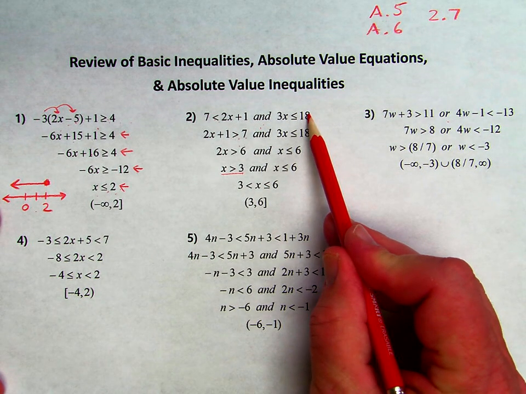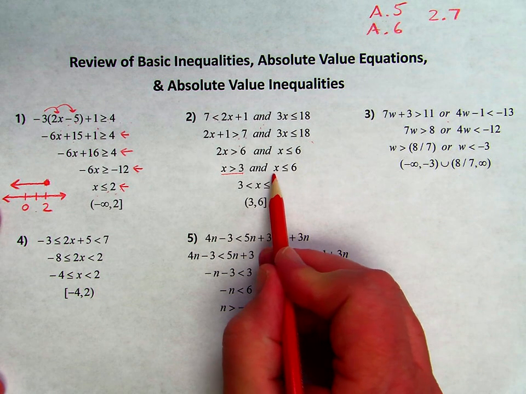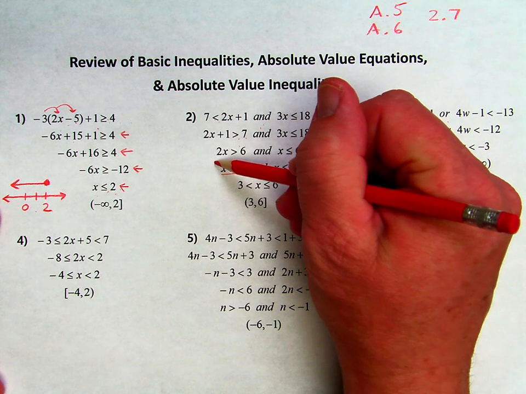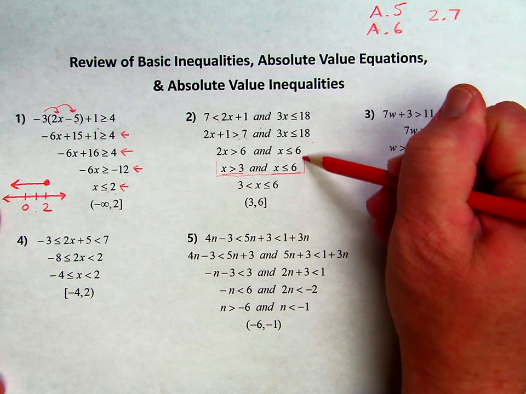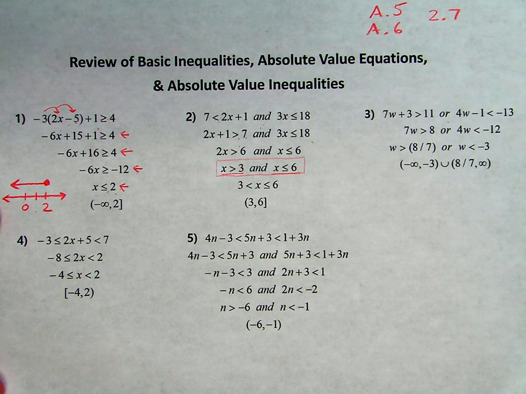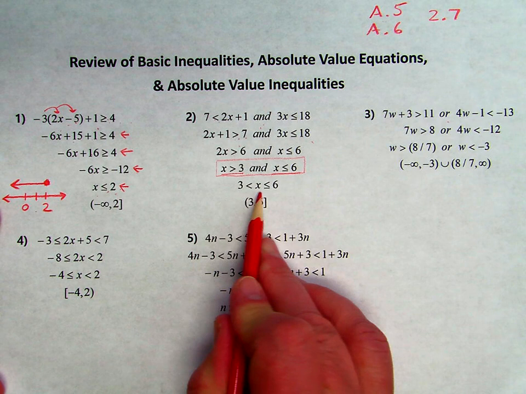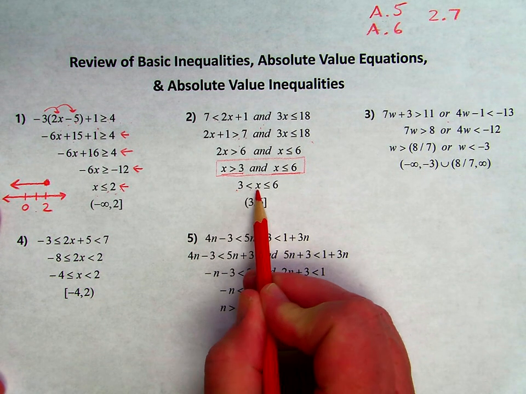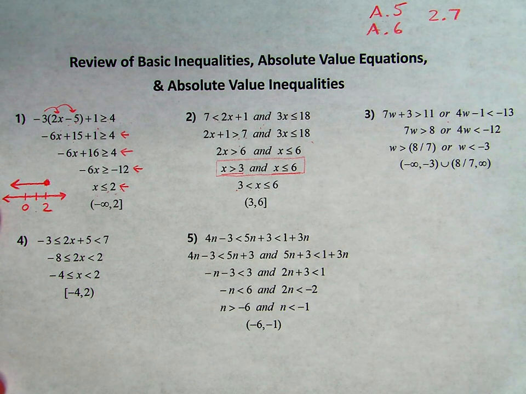Here, this is a one-stepper. Divide both sides by 3. Division by a positive number is not going to flip the arrow. So this is one way to express your final answer. X is greater than 3 and X is less than or equal to 6. But with and problems, very often you can blend it to a single 3-piece inequality like this. So x is greater than 3, and at the same time it's less than or equal to 6. And interval notation will look like that.